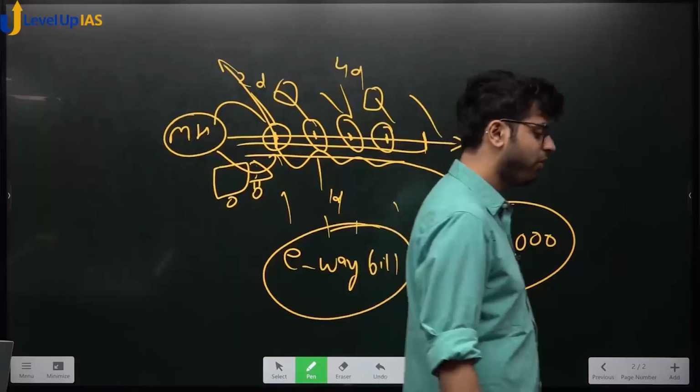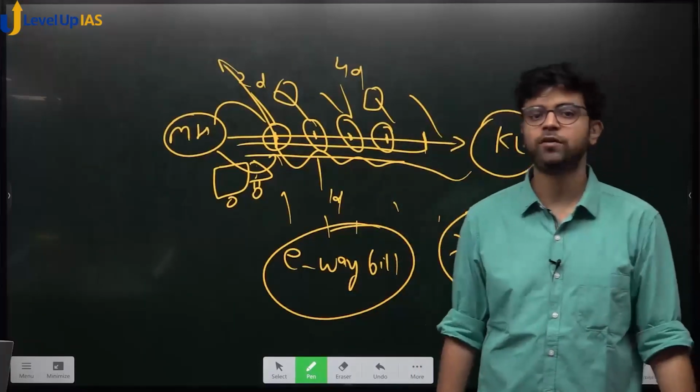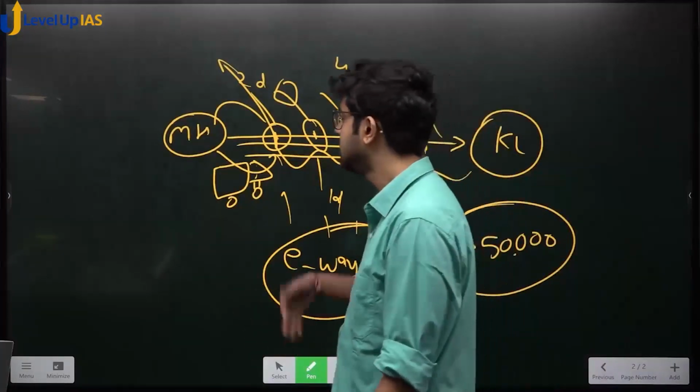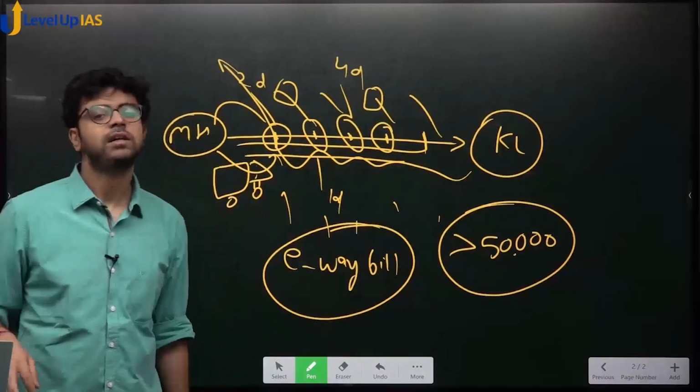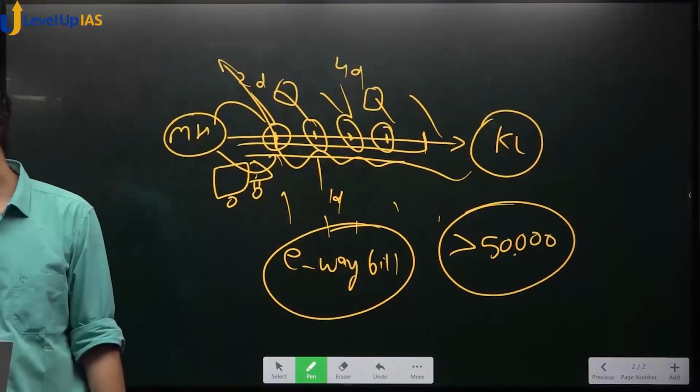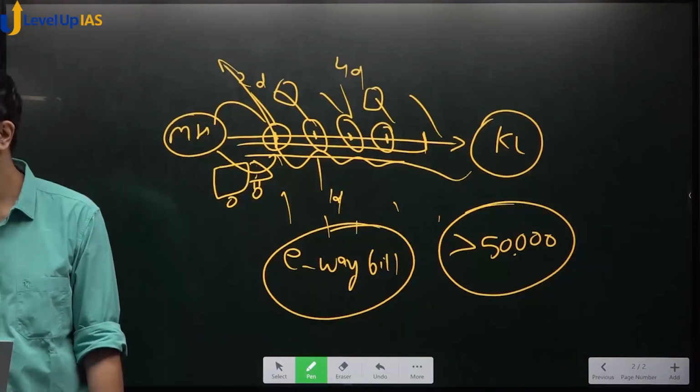So this is the power of IT. This is the power of computerization. So now GST has also computerized a lot of things, and one of the examples is the e-way bill. So please keep the e-way bill in mind. Please keep the concept of e-way bill in mind.